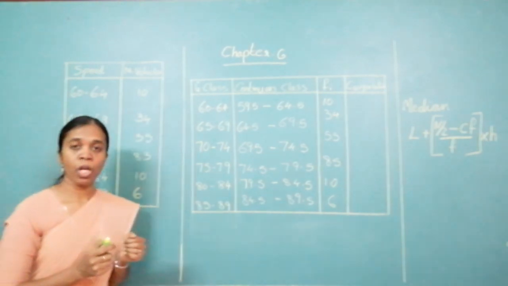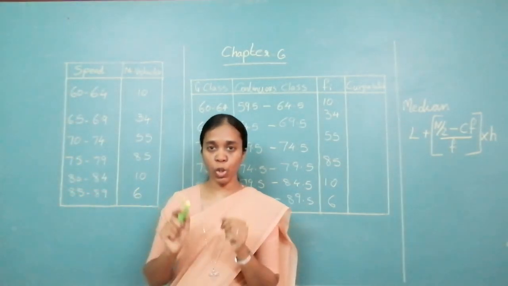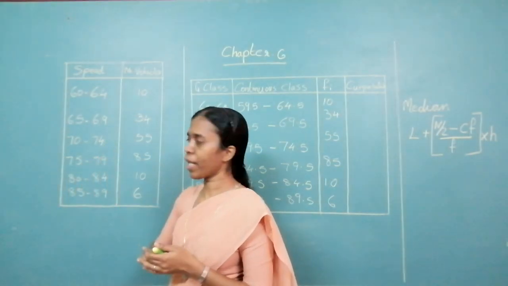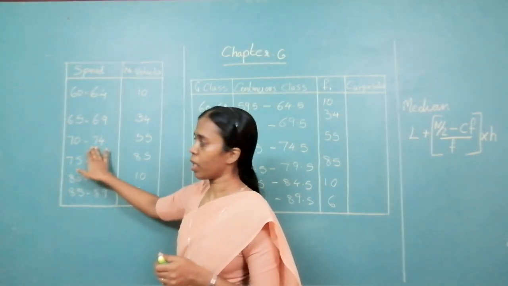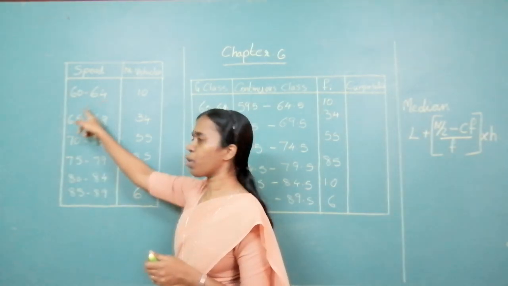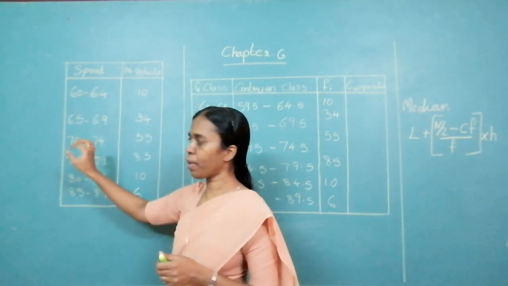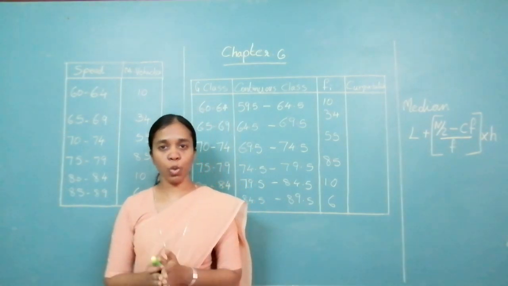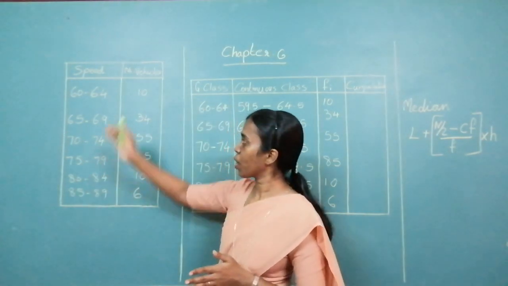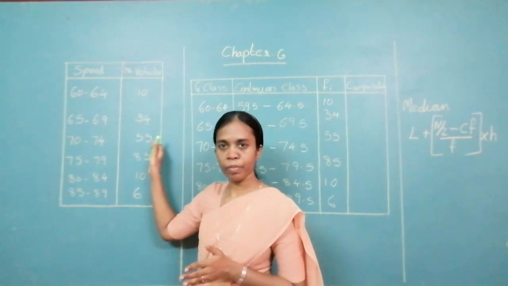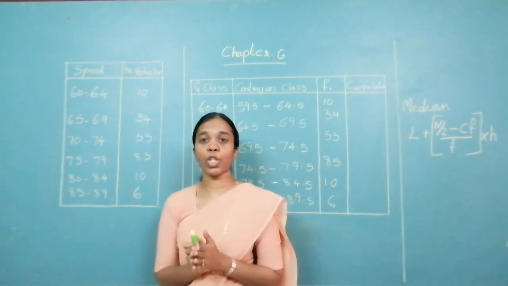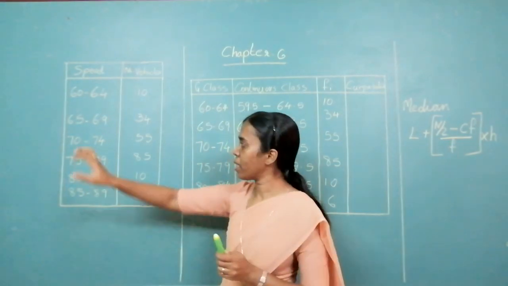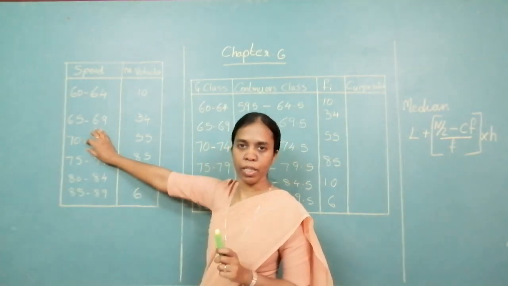Suppose I ask you, how many children scored below 74? Now when I ask you below 74, that is below 69 also, below 64 also, all these come under the category below 74. So how many children scored below 74? You will tell me all this together. That is what we call cumulative frequency less than, less than the upper limit that we are considering.